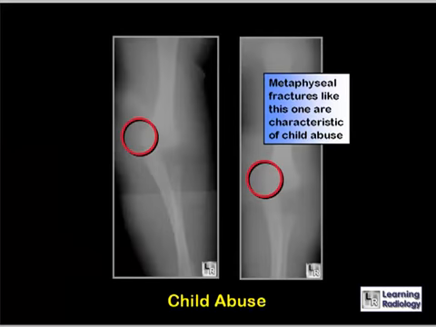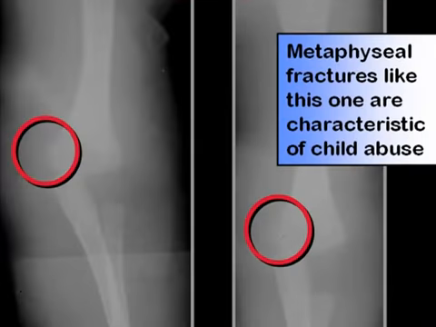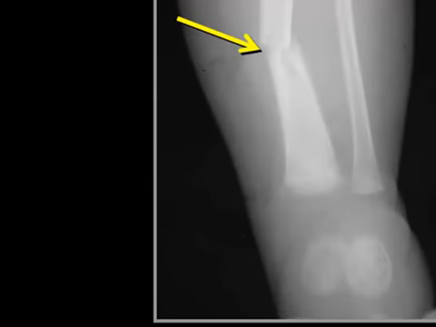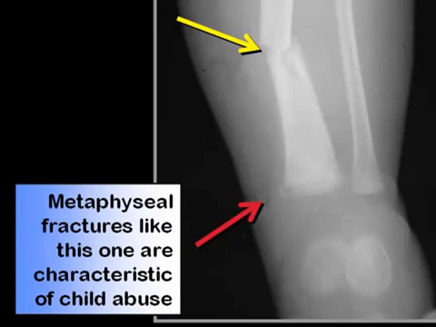Another finding that can be seen in child abuse are small metaphyseal fracture fragments, like the ones shown in these images of the distal humerus. In this child, there is a transverse fracture of the tibia, but there is also a metaphyseal corner fracture that is characteristic of child abuse.